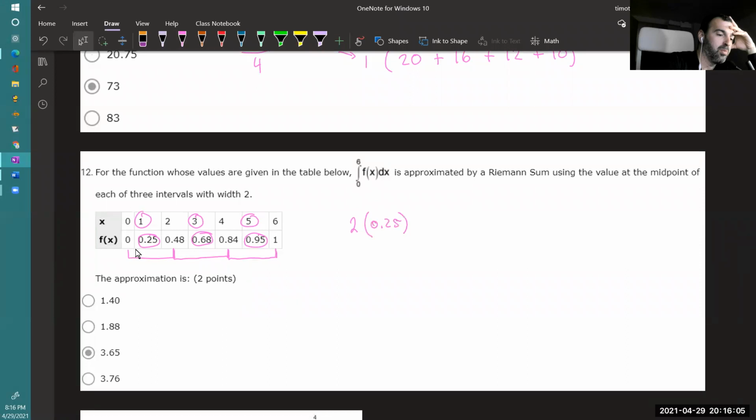0.25. Okay. We're going to do a midpoint. So I'm trying to find the midpoint of this interval, 0 to 2. And they're really nice because they give us everything we need here. Plus 2 times 0.68 plus 2 times 0.95, where 2 is the width of each of the rectangles, so from 0 to 2, then from 2 to 4, then from 4 to 6. And these are the heights of each of these rectangles, and they ask us to use the midpoint there. So that's that one there. We'll leave that one like that.